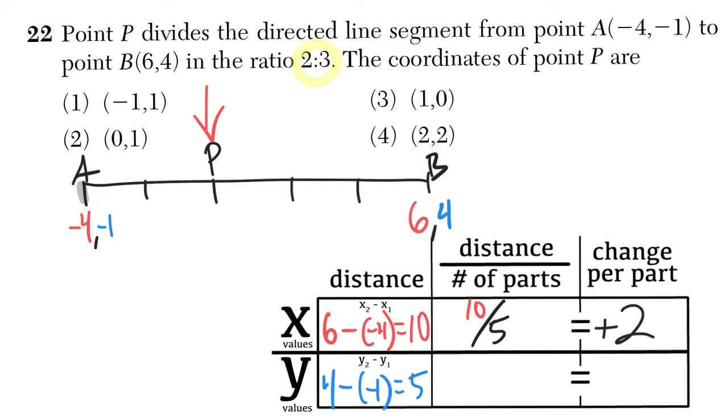And let's take a look at the y values. It's going to be 5 divided by 5, giving us a +1 increase. All right, so let's go ahead and figure that out. So if it's changing 2 each time, -4 plus 2 is going to give us -2. And then -1 plus 1 is going to give us 0.